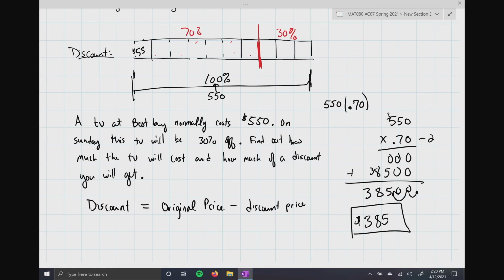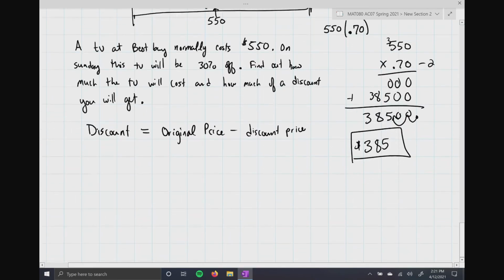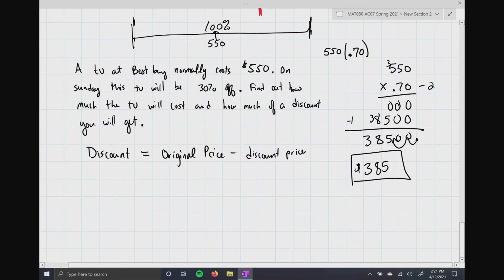That's the real fast, quick, easy way to do this, and you can always do that. If you go into the store, you want a t-shirt, and it says t-shirts are 10% off, then just take the price and multiply it times 0.9. And that will tell you how much a t-shirt is going to be. Now, if you want to find the amount of discount, then what we do is we take our original price, which is $550, minus the discounted price, which is $385.